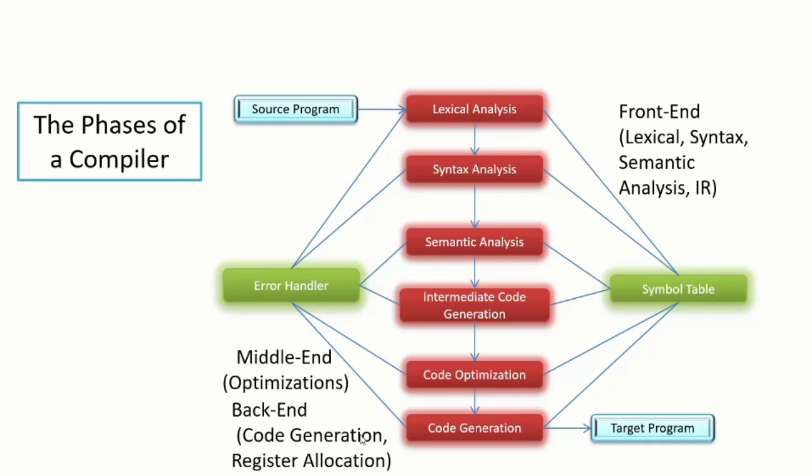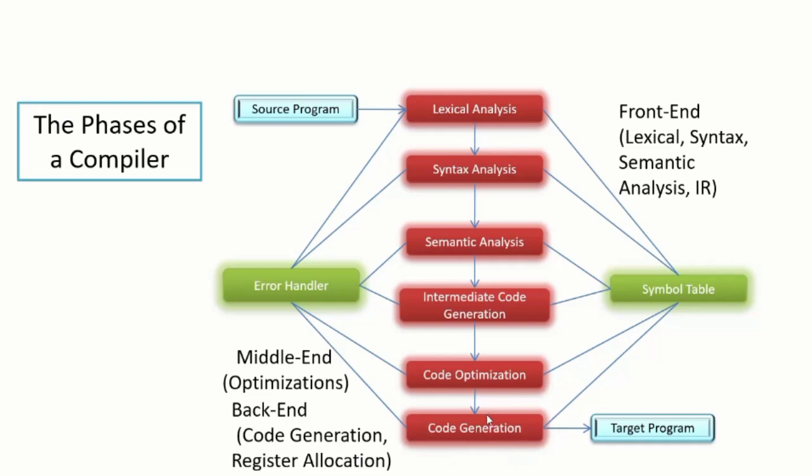And the last one, the back end, the code generation phase. The back end of a compiler is responsible for converting the optimized intermediate representation into machine code. It also performs CPU-specific optimization to enhance execution efficiency. The main function of the back end is to generate the final machine code or assembly code. It allocates CPU registers efficiently and performs platform-specific optimization.